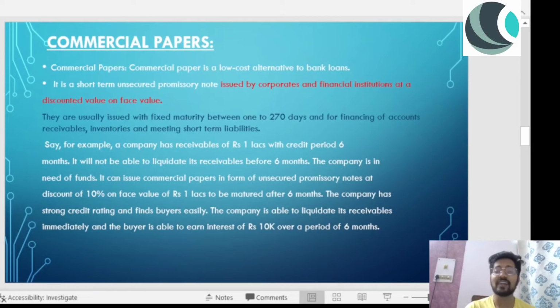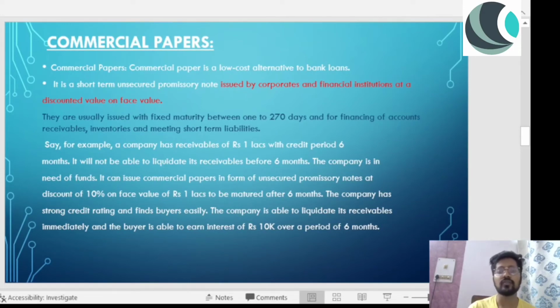The company has strong credit rating and finds buyers easily. The company is able to liquidate its receivable immediately, and the buyer is able to earn interest of rupees 10k over a period of 6 months. So what is basically happening in this example is the company will be receiving 1 lakh rupees after 6 months, but they are in dire need of funds, right? So what will they do? They will issue an unsecured promissory note, and they have a good credit rating.